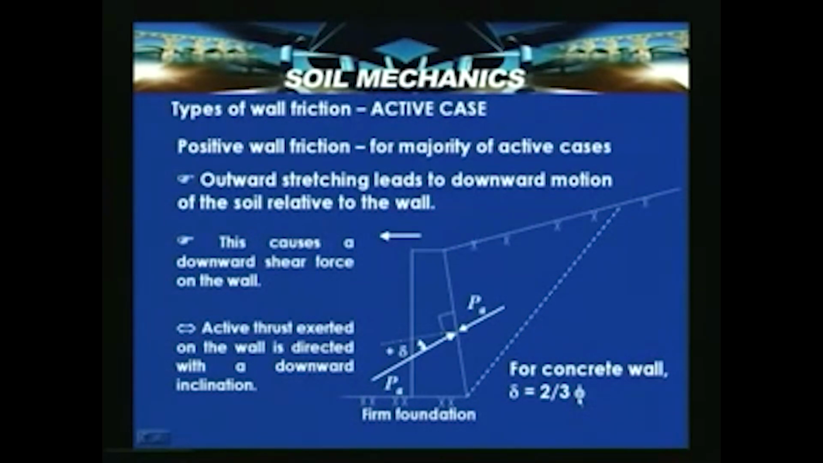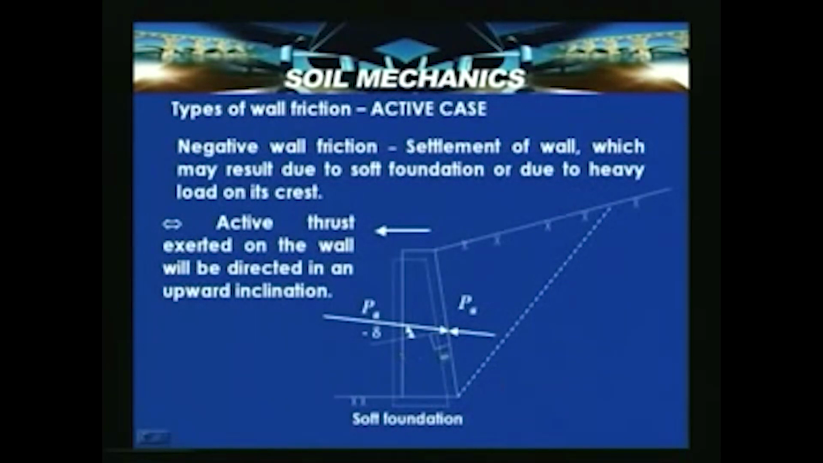So we have seen the positive wall friction active case, where the direction shown here acts below this line, indicated by positive delta. Let us see the next slide.